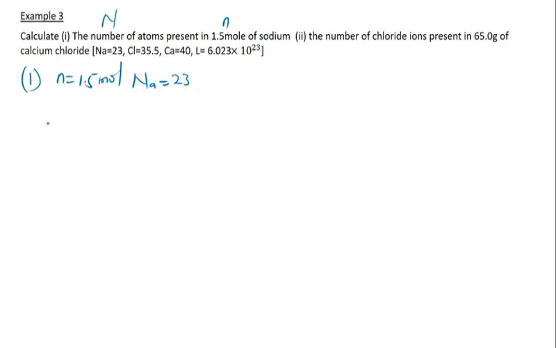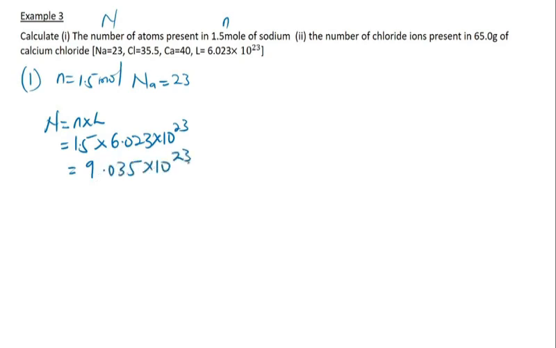To find the number of atoms present, capital N is equal to small n times L. So we have our small n as 1.5 times Avogadro's number, which is 6.023 times 10 raised to the power 23. So the number of atoms present is 9.035 times 10 raised to the power 23 atoms of sodium.